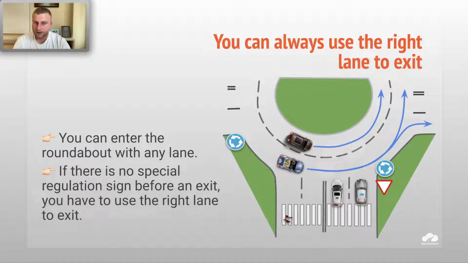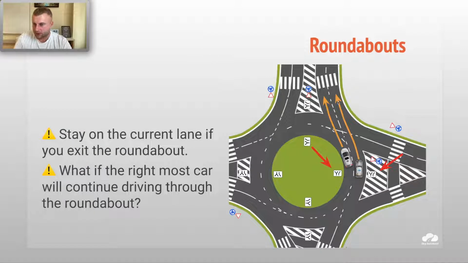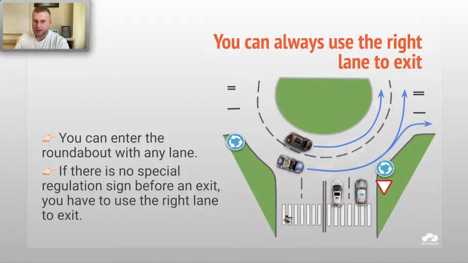If there is no special regulation sign before an exit, you have to use the right lane to exit. So this is the special regulation sign, as far as you remember. About the special regulation signs, you can check the homework video. We have a separate video exactly for these signs. So if you don't have any special regulation signs on the roundabout, it means that you have to use the maximum right lane to exit.